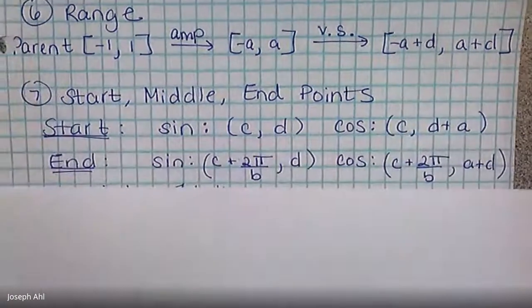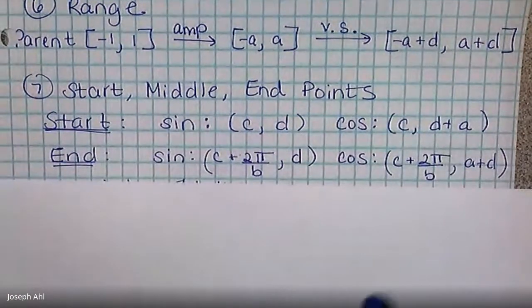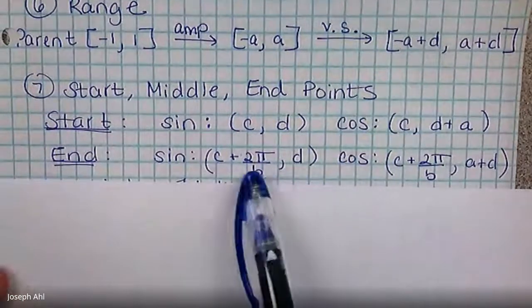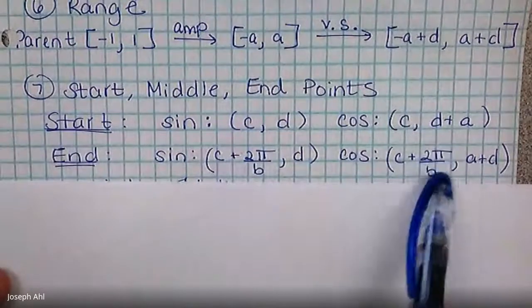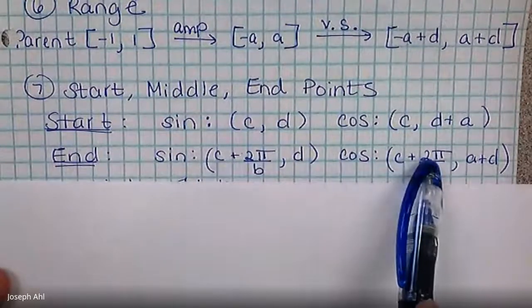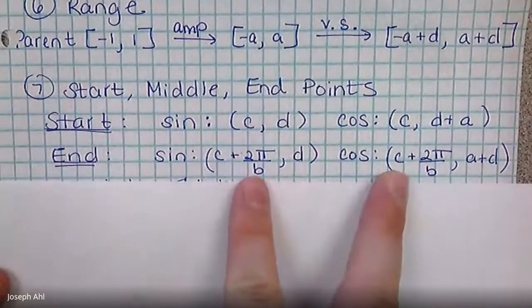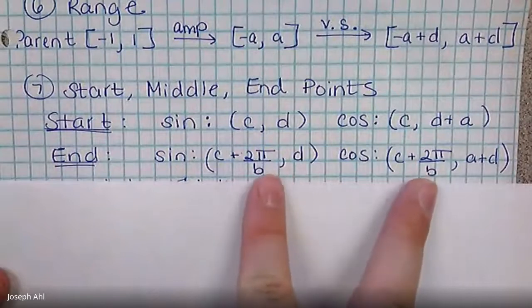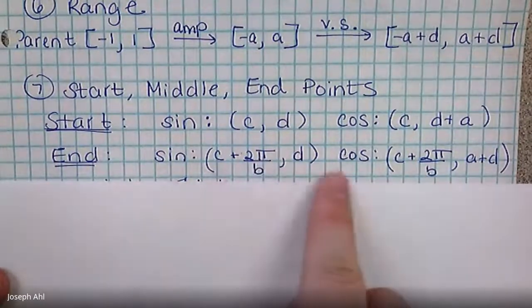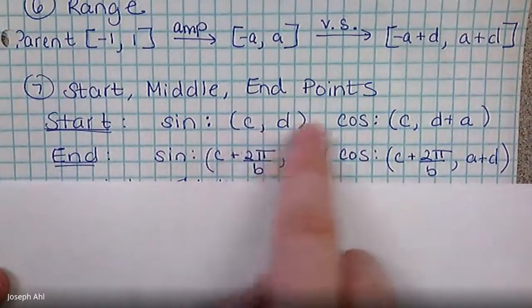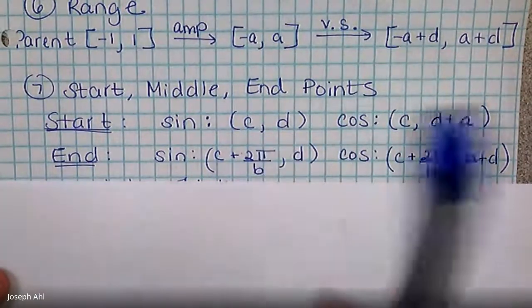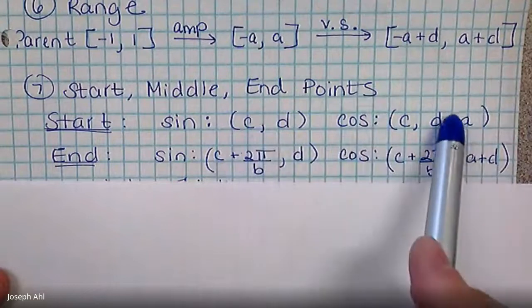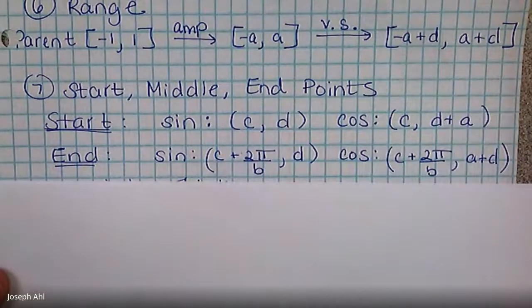All right, here's where things start to maybe get a little weird looking, but I hope this makes sense to you. Where does the graph end? What does 2 pi over b represent that I'm adding on to both the sine and cosine start x values? That's adding on one period. So you're going to add on the period to the start value, and that's going to get you where the graph's going to end.